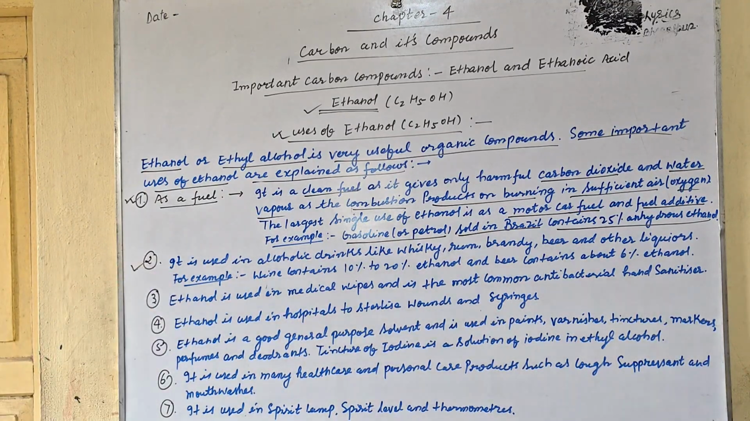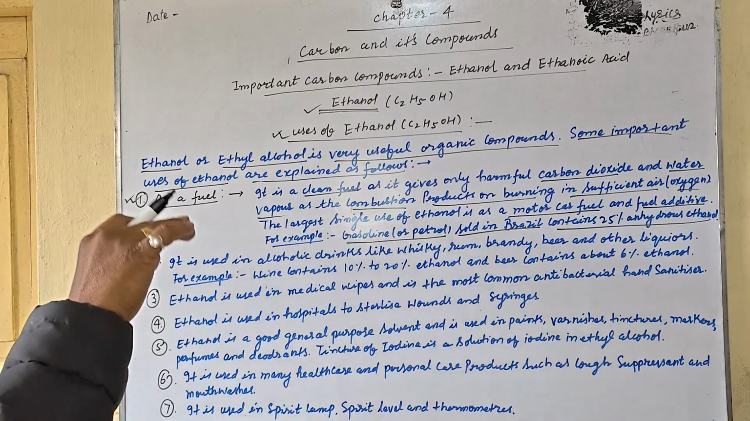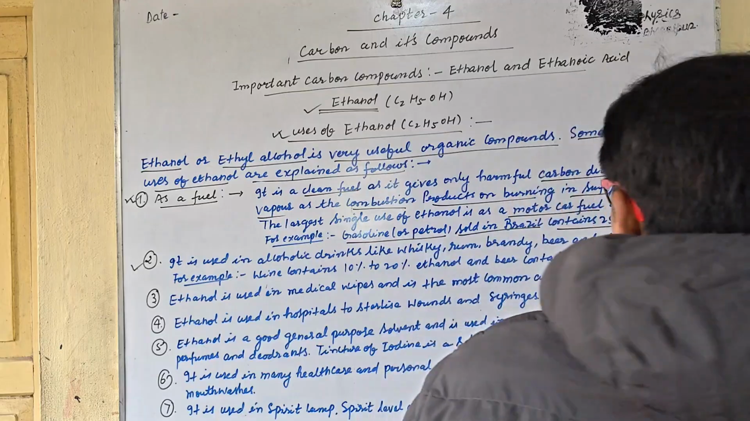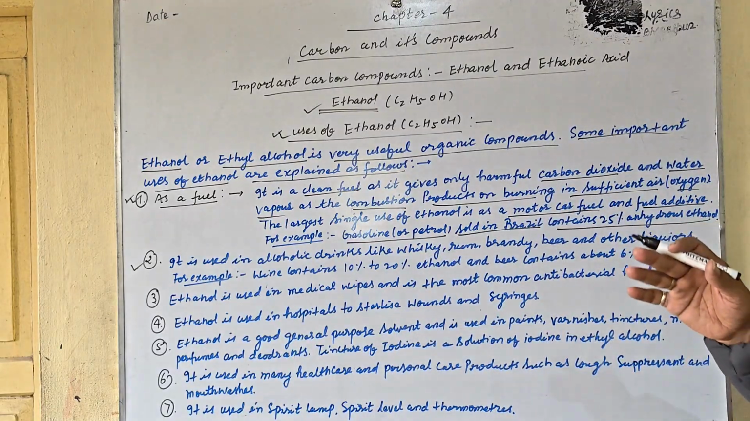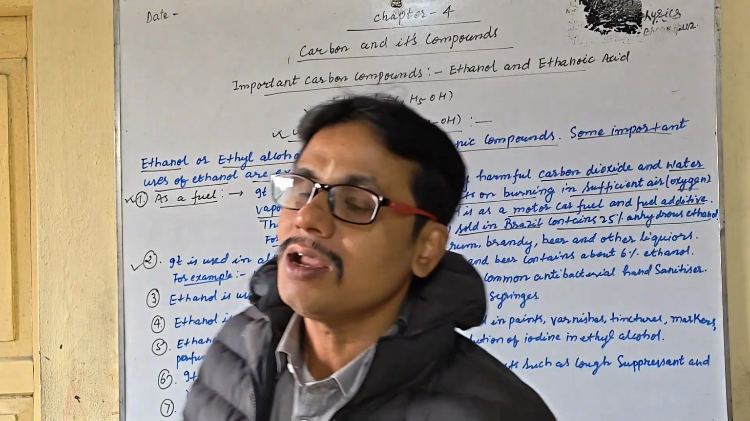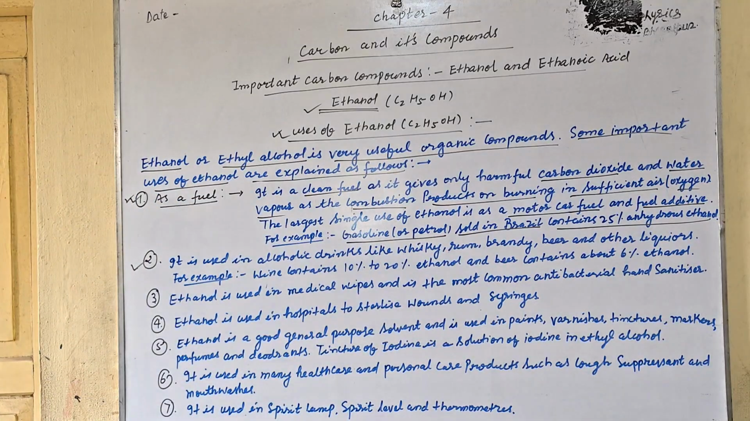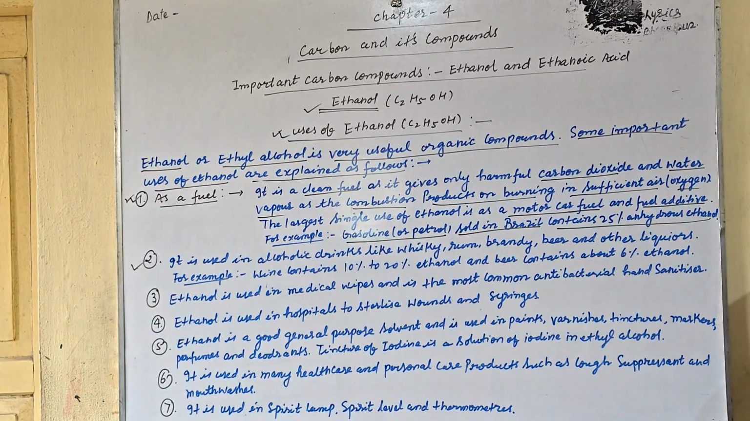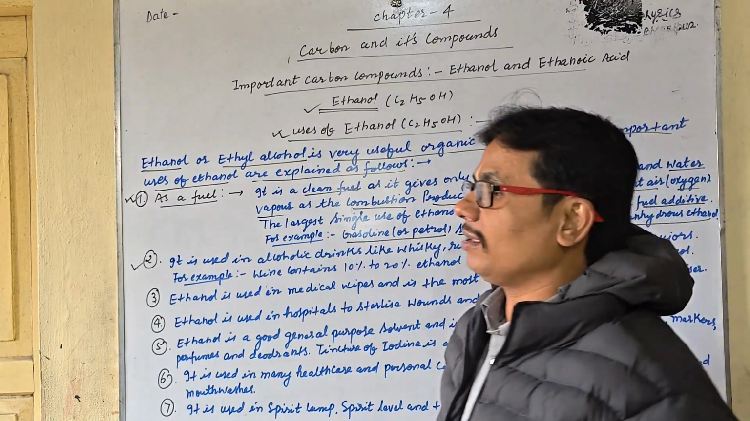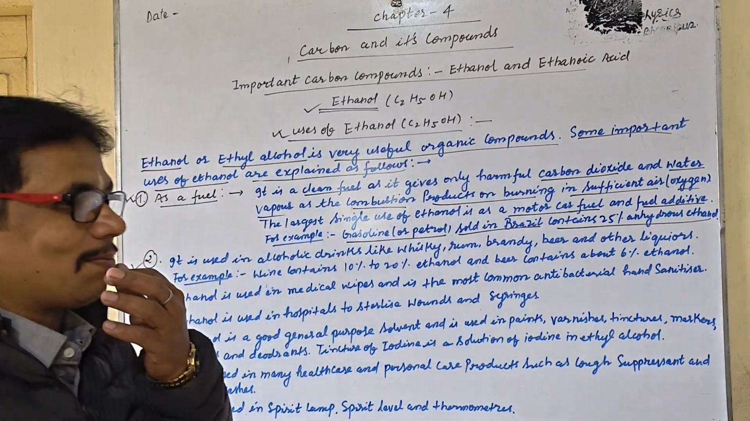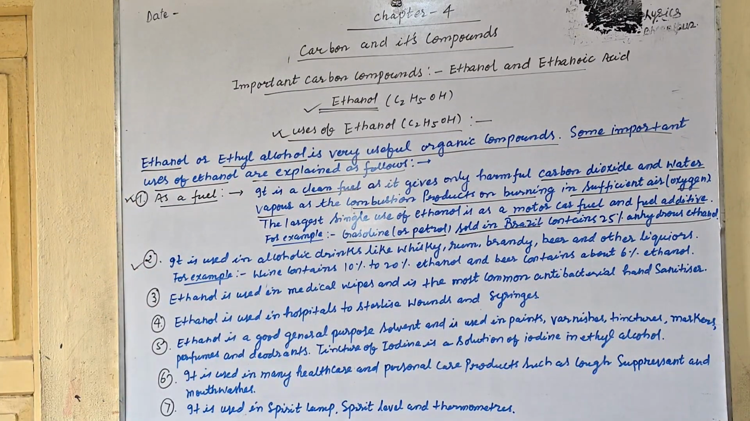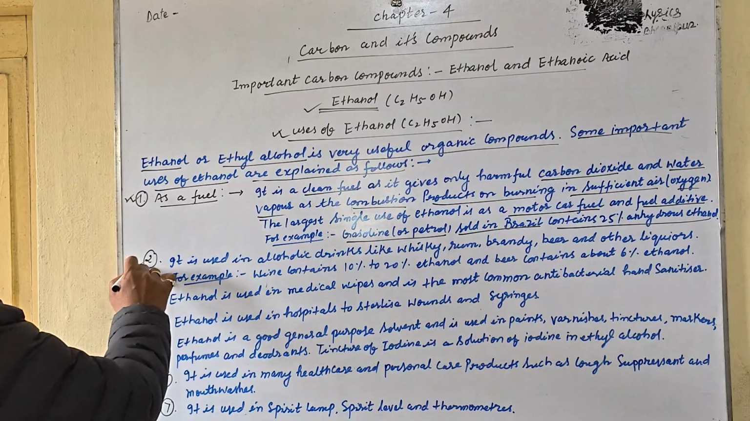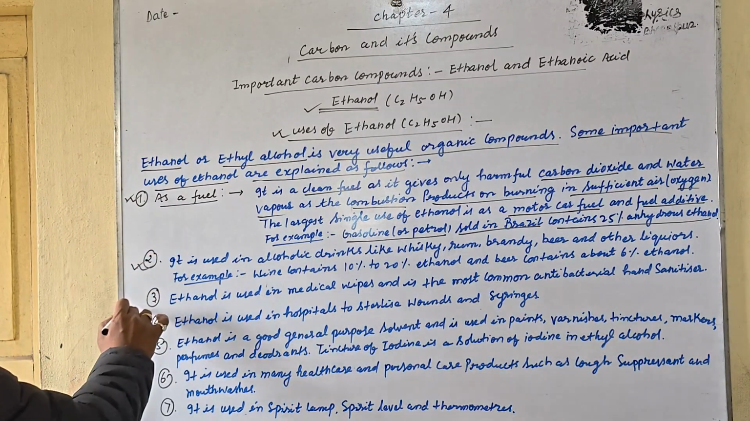Second, it is used in alcoholic drinks like whiskey, rum, brandy, beer and other liquors. For example, wine contains 10 to 20% of ethanol and beer contains only 6%. Wine, beer, rum and whiskey are normally used in cold regions, like European countries, England and America, where there is cold temperature for more than 6 or 7 months in a year. So the second use is also clear.